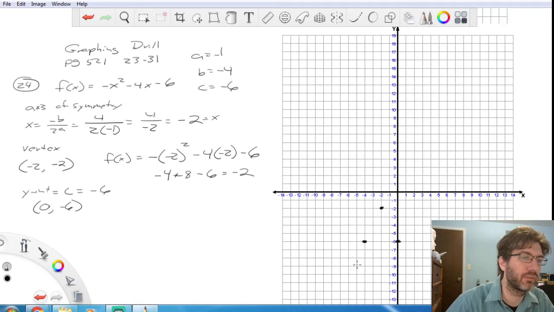We can see that this is going to look like it's opening downward, which makes sense because we have a -1 for A, and we should have a max at our vertex. To there, so then we're going to find another point.